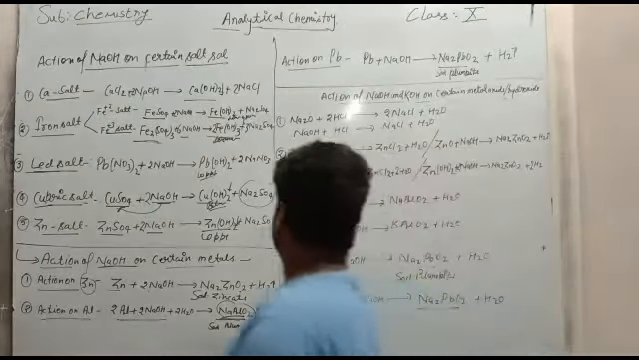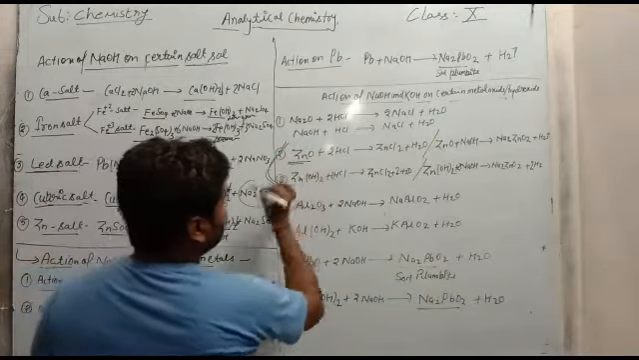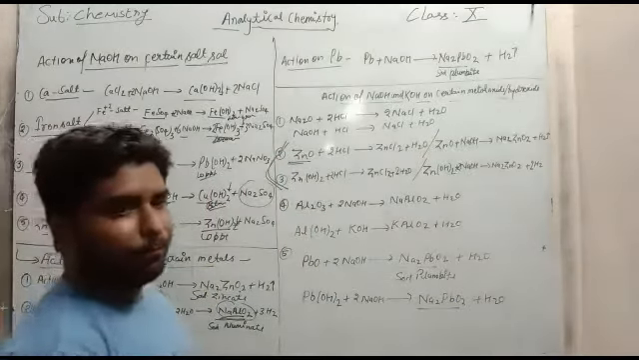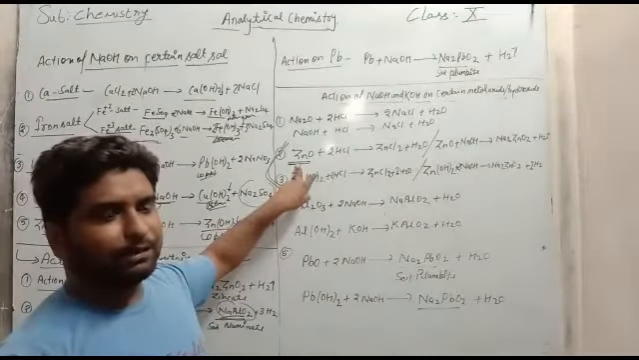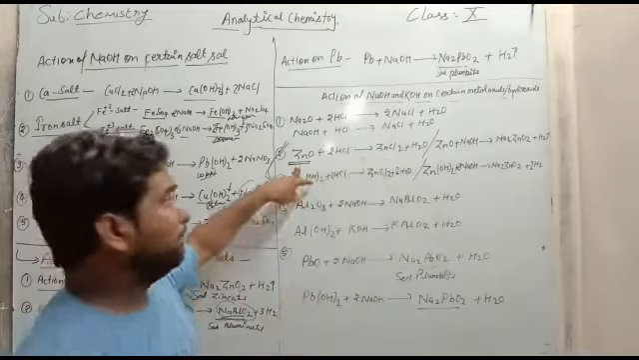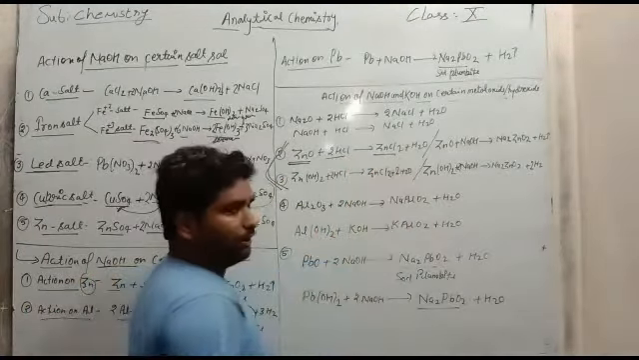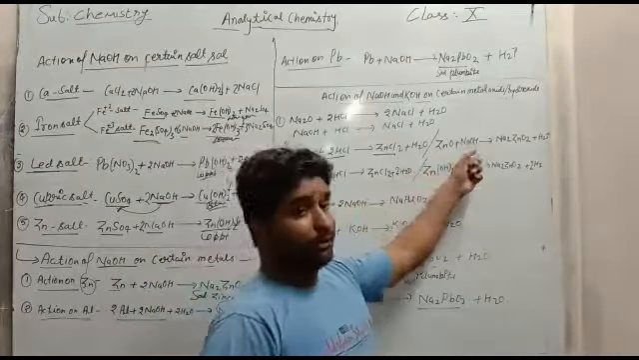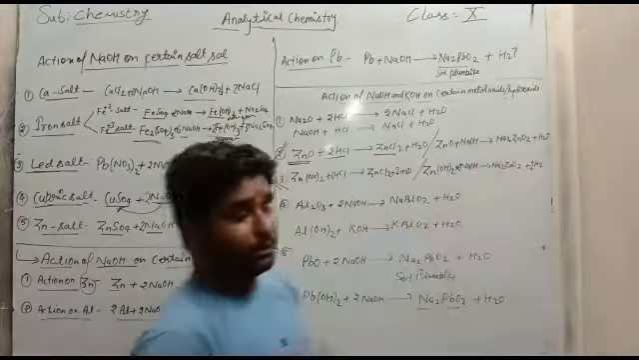Okay. Look, in this case, this is zinc oxide. Zinc oxide is an amphoteric oxide. What is the meaning of amphoteric? Those substances which act as an acid as well as a base. So zinc oxide reacts with acid, then ZnCl2, zinc chloride, will be formed. When zinc oxide reacts with the base, that means NaOH, caustic soda, then sodium zincate will be formed.